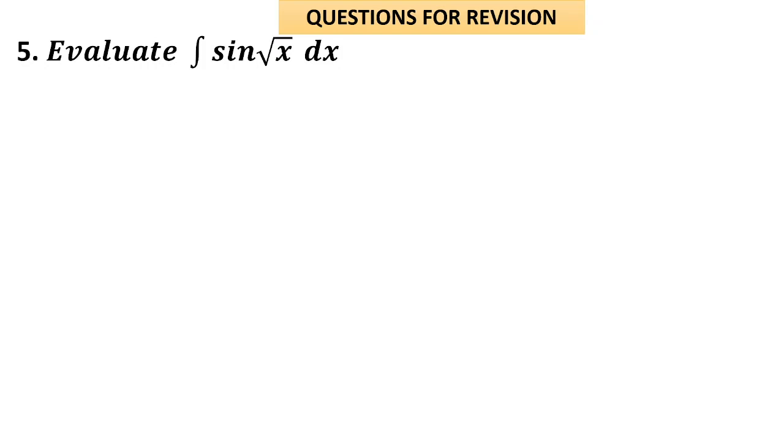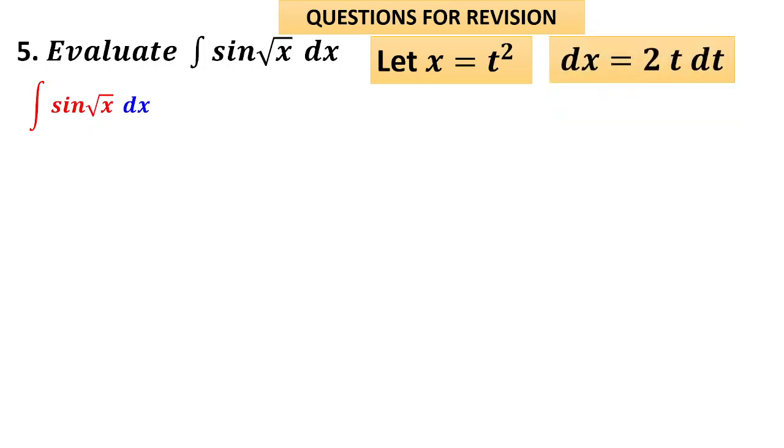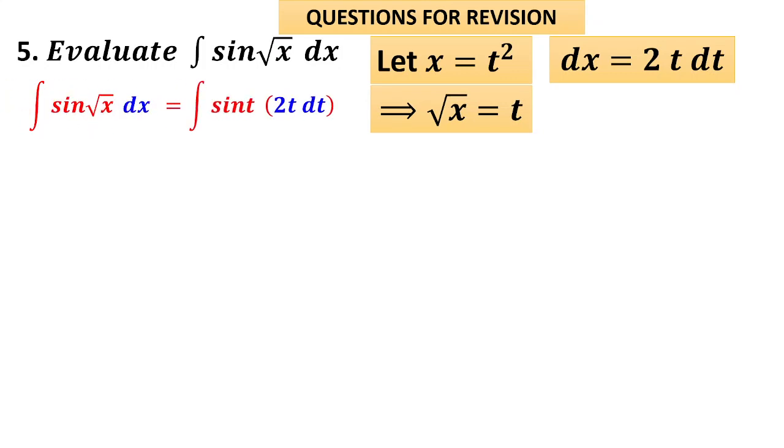Let us move on to the next question, number 5, sin root x. Whenever we are not sure about any substitution, try taking whatever is inside the square root as t square. So I take x is equal to t square, dx will be 2t dt, and root x is nothing but t. Now let us put it in. It will become sin root x, therefore sin t, and dx therefore 2t dt. Now how to visualize it? 2 into integral t into sin t dt.